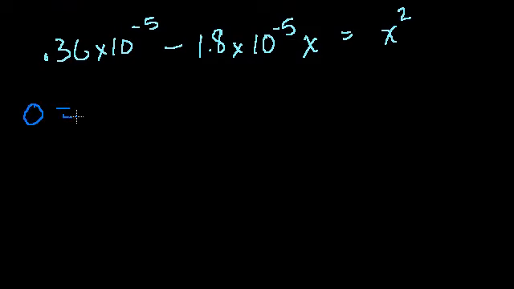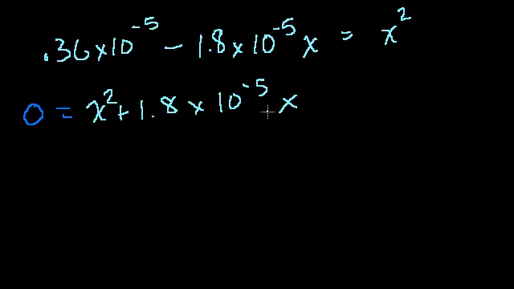So you get 0 is equal to x squared. Add this to both sides of the equation, plus 1.8 times 10 to the minus 5x. Let me put this in a different color, 1.8 times 10 to the minus 5, just so you can see the coefficients separate from the x terms, minus 0.36 times 10 to the minus 5.